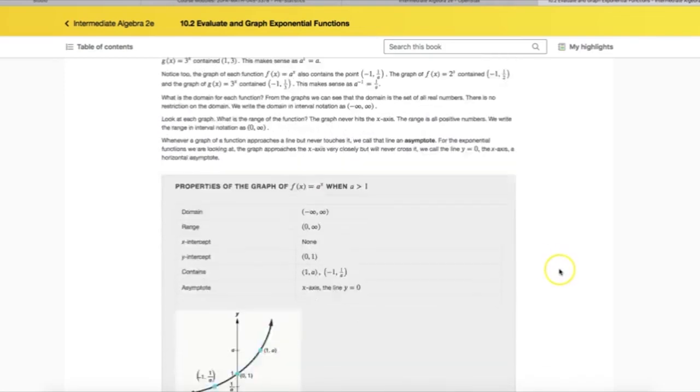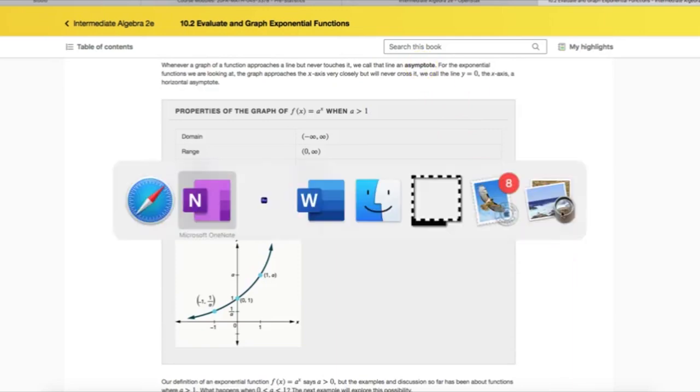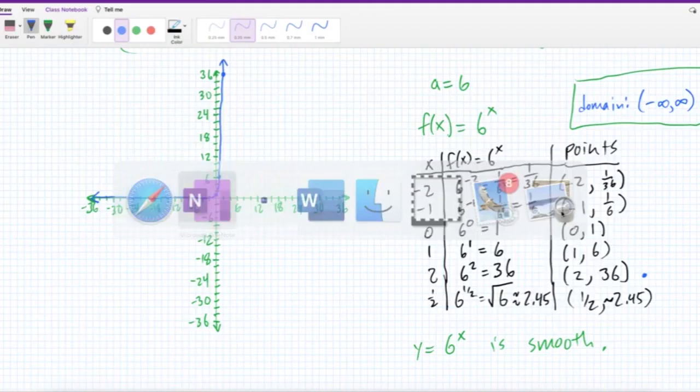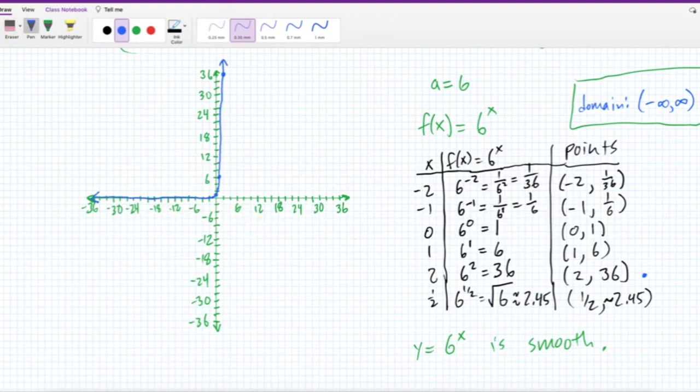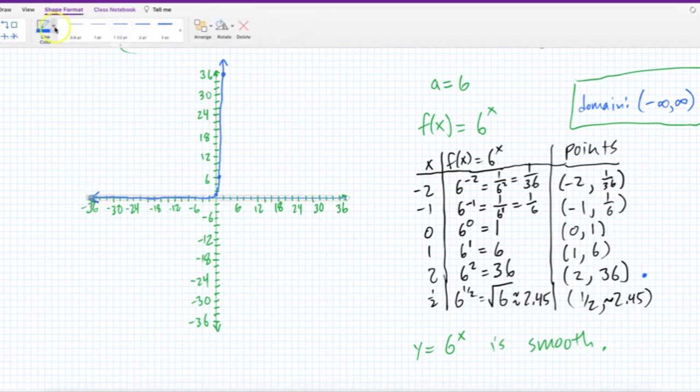Okay, in here they talk about what's called an asymptote. Let me go back to my picture that I drew so you can see that. In this case, we do have an asymptote. In this case, the asymptote is right here. I'm going to change the color of this in a moment. Okay, so make this bright red, and we'll make it pretty thick so you can see.